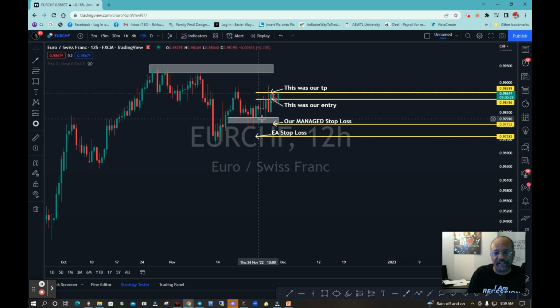We see this structure right here, support. If it breaks support, it's probably going to continue south, right? So we put an alert right here. If it breaks support, we simply exit the trade. But what did it do? Went up, hit our TP, right? Hit our TP, guys. We're excited about what we got here.